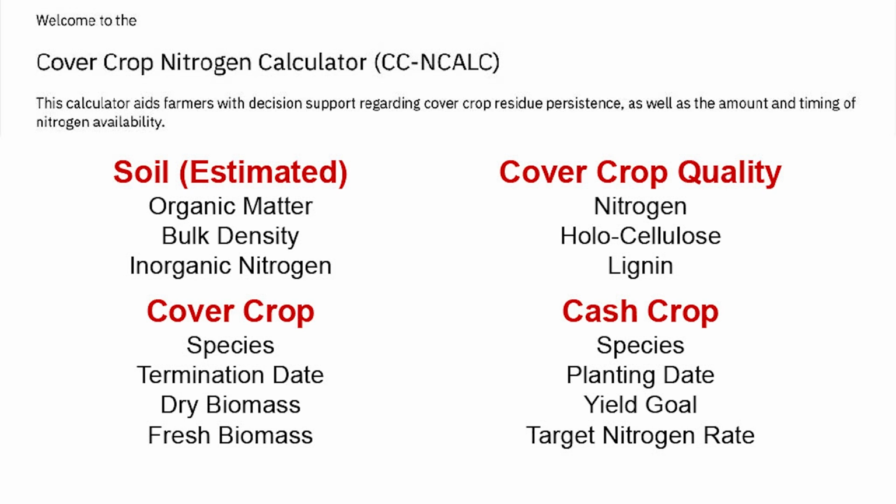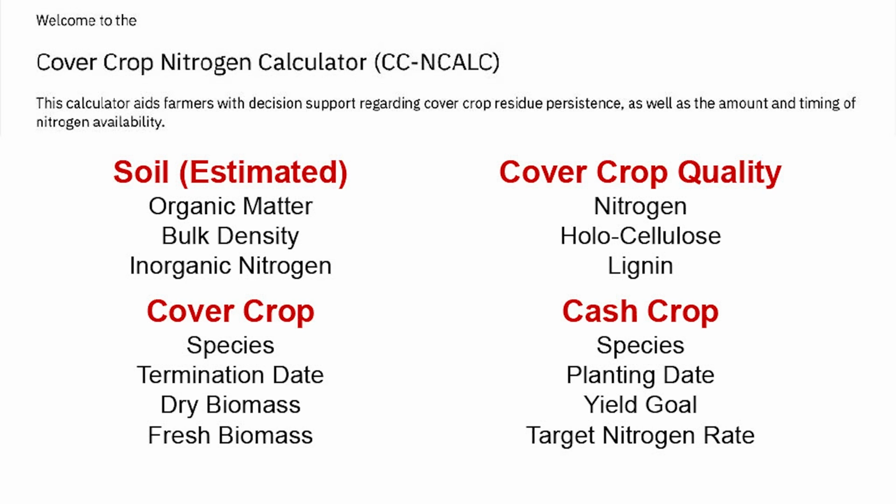It's going to ask you for a decent amount of information, soil characteristics. These will be estimated based on a database they have. If you have more accurate information because of a soil test you did, certainly put that in there. It's going to ask you questions about your cover crop, what species you planted, when you terminated, biomass, and so forth. It's going to ask you about the cover crop quality. What is the chemical makeup of that cover crop tissue? And then it's going to ask you about the cash crop, what species you're doing, when you are planting it, what your yield goal is, and how much nitrogen you want to put on, and so forth.